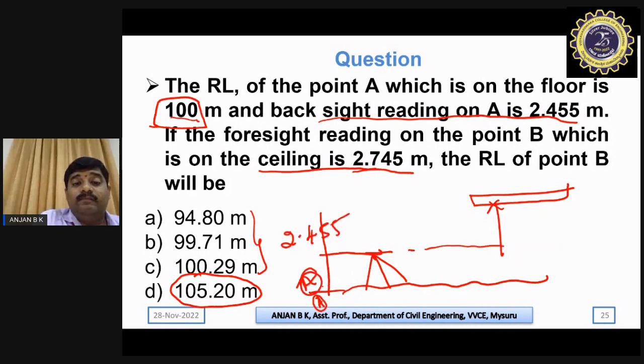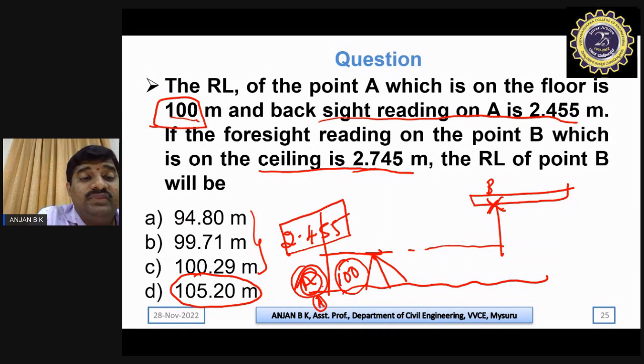That means the RL of point B should be more than RL of A, because RL of A is 100 and height of instrument is already 2.455, which means the RL of point B should certainly be more than RL of point A, that is 100. So if you observe the answer options here, these two are lesser than 100 meter, means you can remove them directly.